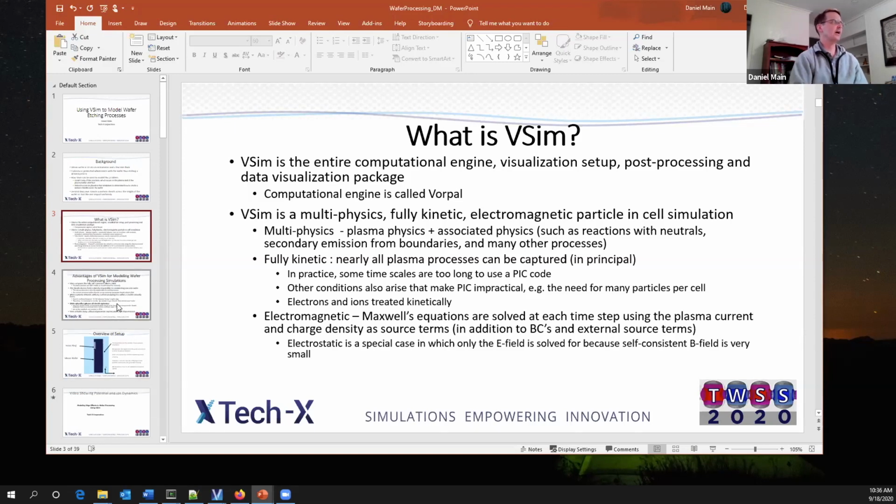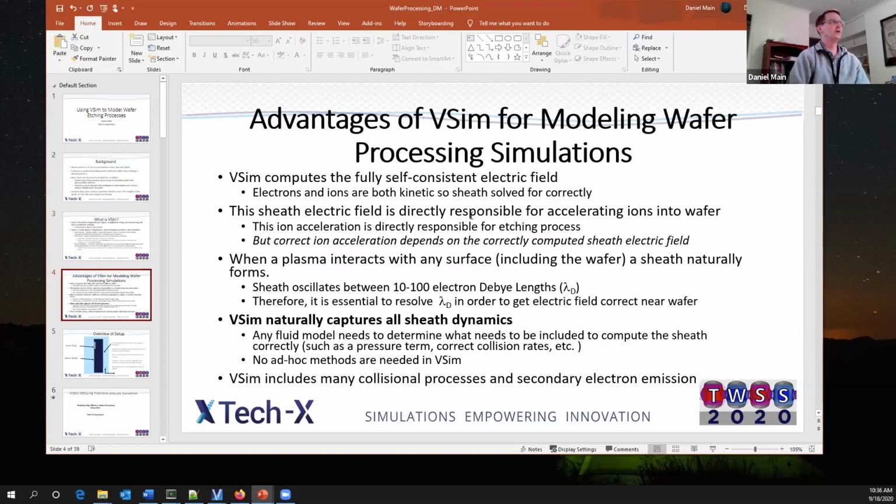All right, let's move on. What would be the advantages of using VSim for this problem? We are solving the electric field fully self-consistently. In these simulations, these are electrostatic, so we're not solving for the magnetic field because it really doesn't play a big part, at least the self-consistent magnetic field does not.